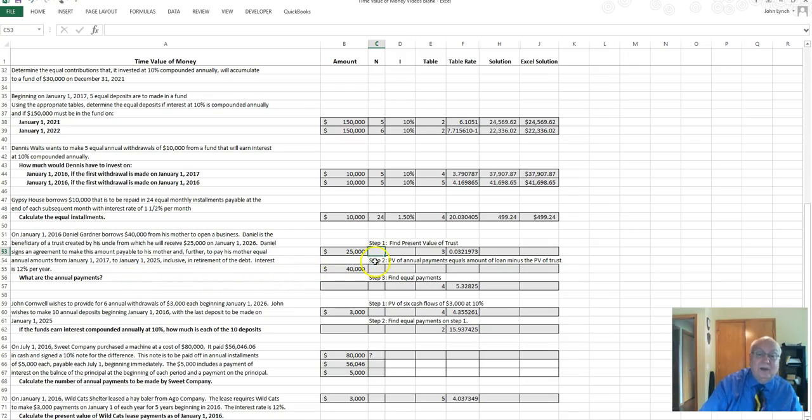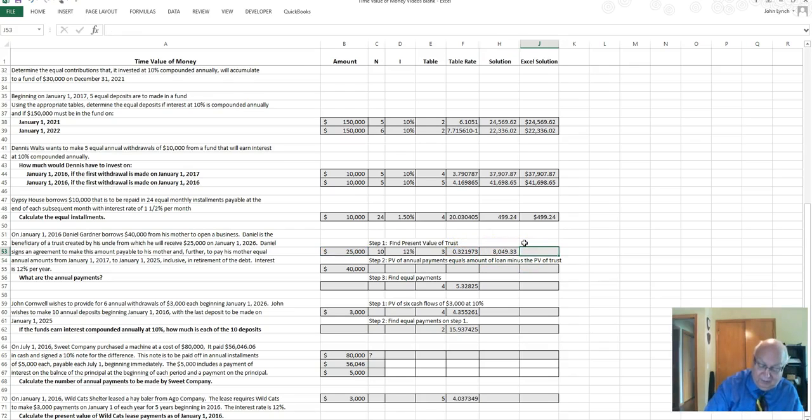Okay, so first thing we have to do is find the present value of the trust fund. Okay, so we know that's 10 years from now, and it's 12% interest. So we go to table 3, that's the present value, and we come up with not that number, but that number, 0.321973. So for this one, for the table, we'll take this times this amount, and you get 8,000.